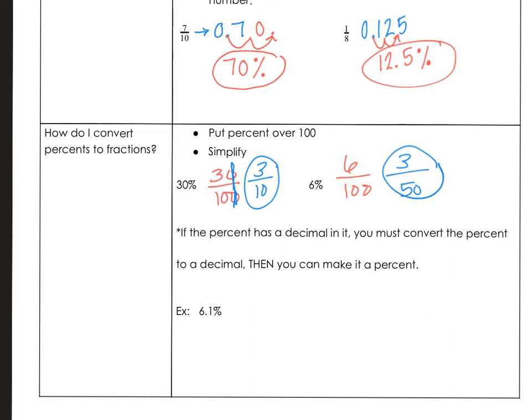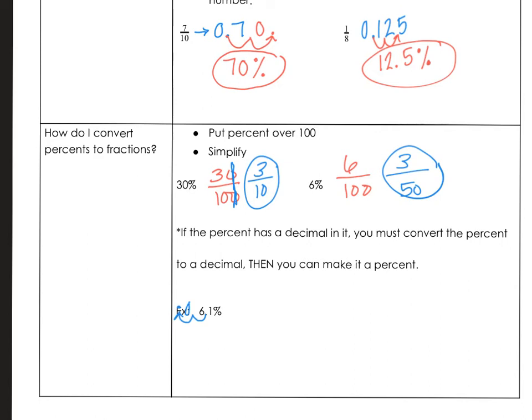This is just a little something for you to note. If the percent has a decimal in it, you must convert the percent to a decimal, then you can make it a fraction. Alrighty guys, so converting 6.1% to a decimal, that's going to help us understand what to do a little bit better. Okay, so if we move the decimal point 2 spaces to the left, we need to add that 0 in that extra space and then put the decimal point there.